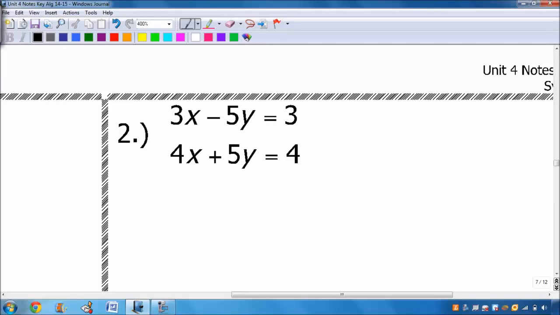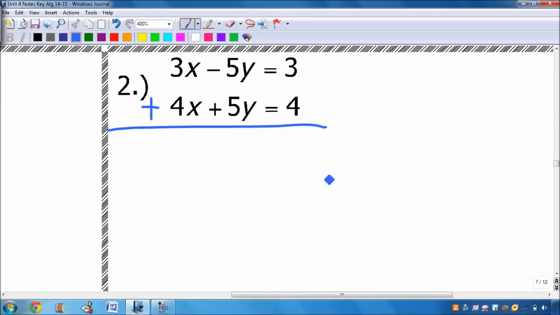3x minus 5y equals 3 and 4x plus 5y equals 4. Again, I can choose to eliminate either the x's or the y's. But if you look at the y's, they already have the same coefficients, and the coefficients are opposites of each other. So I don't have to do anything at all. In order to change my numbers, all I have to do is go straight to adding my equations together. Remember, we're going to eliminate the y's because the negative 5y and the positive 5y cancel each other out.